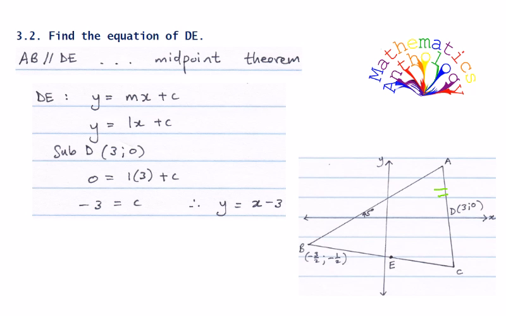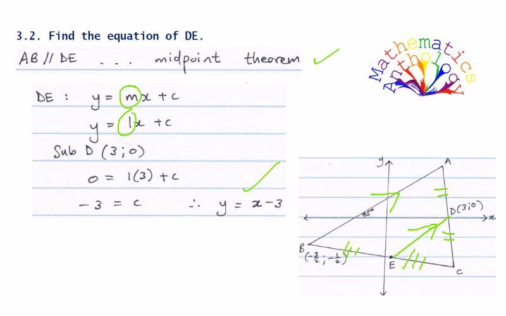3.2, find the equation of DE. If we look at where DE is, we'll notice that DE is actually parallel to AB because of the midpoint theorem. So we know that the gradient of AB is 1. It means now that the gradient of DE is also 1 because parallel lines have equal gradients.